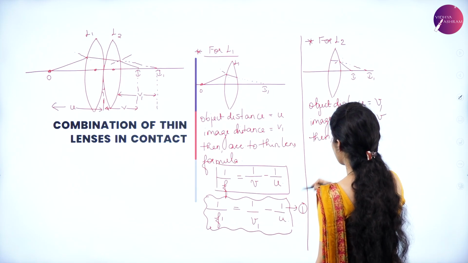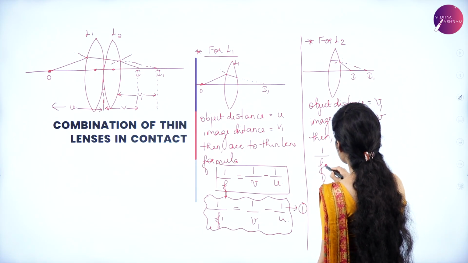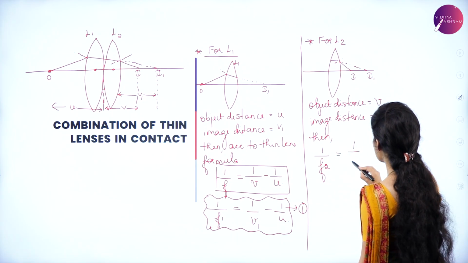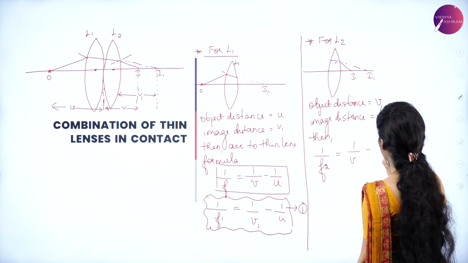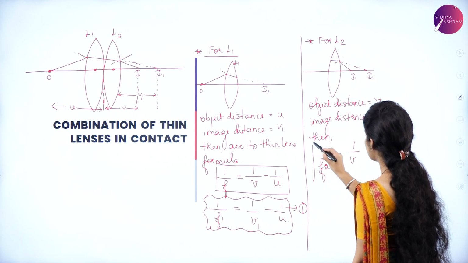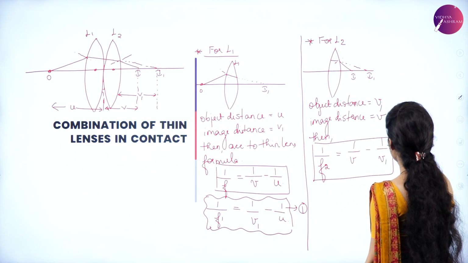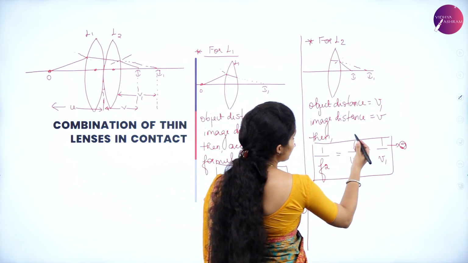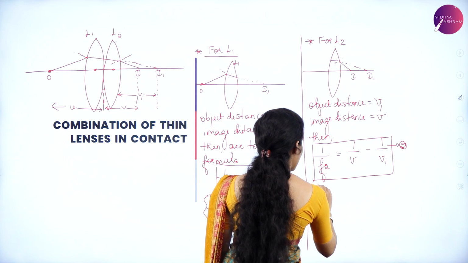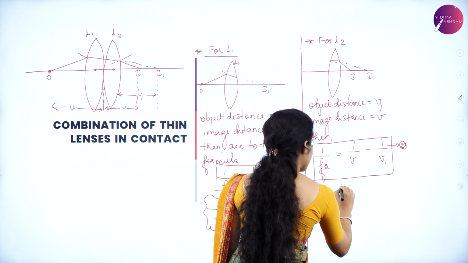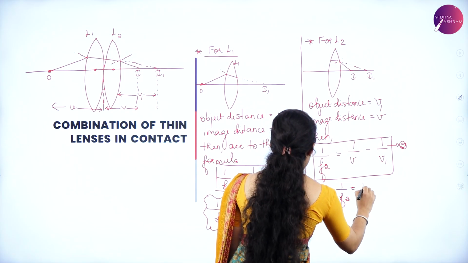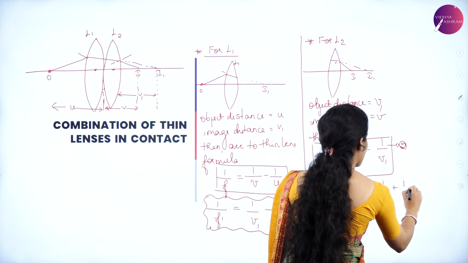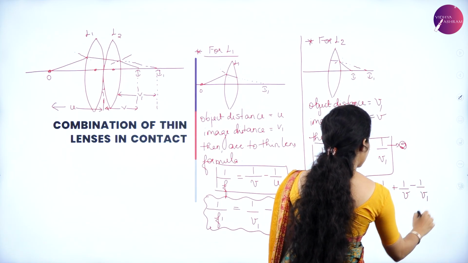Then the expression becomes 1 by f2, because the second lens has a focal length of f2, which is equal to 1 by v, what is the image, we have v, minus 1 by v1. So this is our second equation, call it equation 2. Having equations 1 and 2, it is our duty to add them. So what happens having 1 and 2? 1 by f1 plus 1 by f2 is equal to 1 by v1 minus 1 by u plus 1 by v minus 1 by v1.